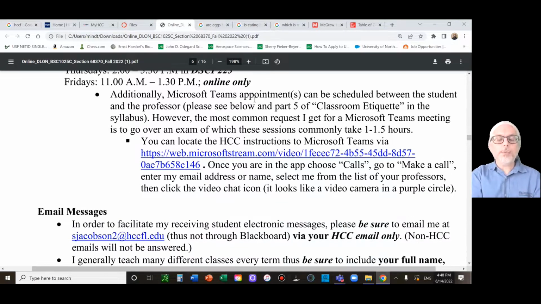If you want to schedule a Teams appointment, you're welcome to do so. You have to send me an email. We have to work out a time that's amicable for us both. I've got a lot of classes, a lot of students. I usually have like a list of students for Teams. So you have to find a time that works for us both. If you've never used Teams, here's the link to do so.